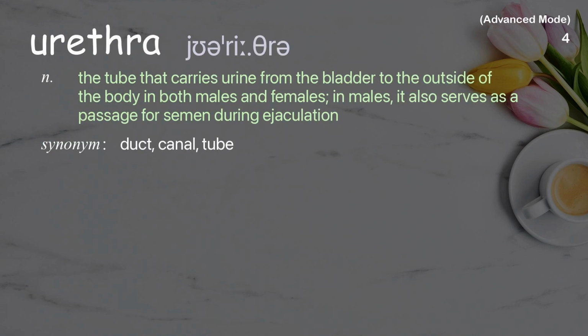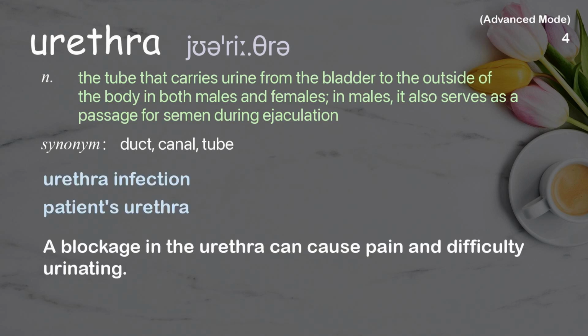Urethra. The tube that carries urine from the bladder to the outside of the body in both males and females. In males, it also serves as a passage for semen during ejaculation. Examples: Urethra infection. Patient's urethra. A blockage in the urethra can cause pain and difficulty urinating.